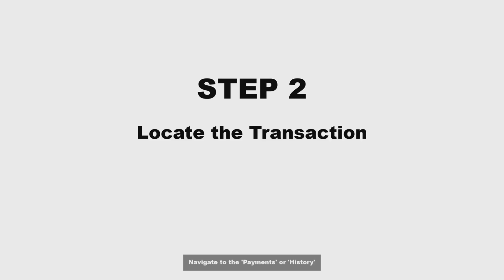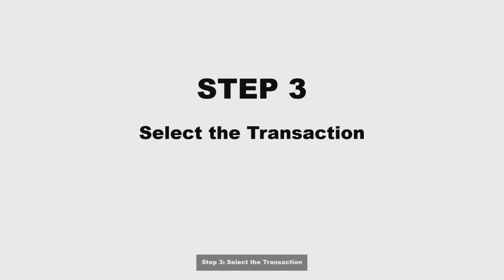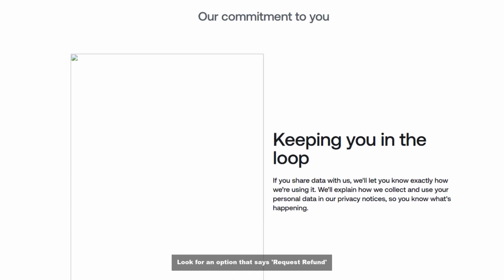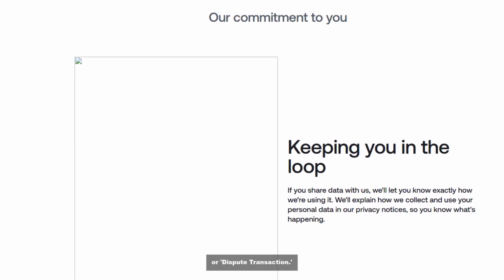Navigate to the Payments or History section of the app. Find the specific transaction for which you want to request a refund. Step 3. Select the transaction. Tap on the transaction to view its details. Look for an option that says Request Refund or Dispute Transaction.